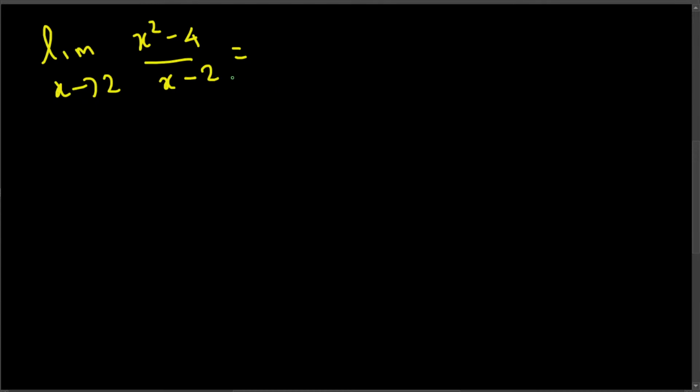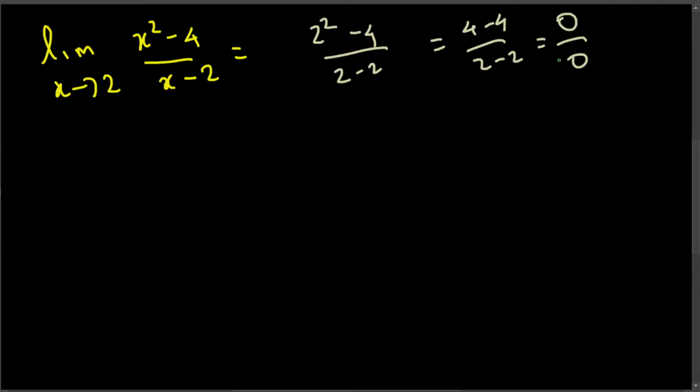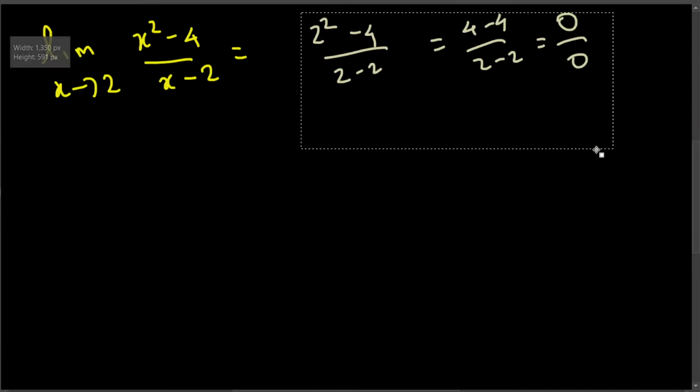Now to find the limit of this one, the first thing you can try is to plug in the given limit value. Like if x is approaching 2, you can plug in 2 and see if you can get an answer. Here if you plug in 2, this is going to be 2 square minus 4 over 2 minus 2. 2 square is 4, so 4 minus 4 over 2 minus 2. So we are getting 0 over 0. When we have 0 over 0, that's undefined. We cannot have that answer, so we have to find another way to do this problem.